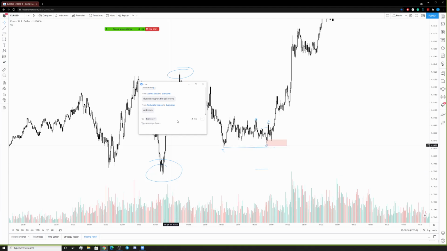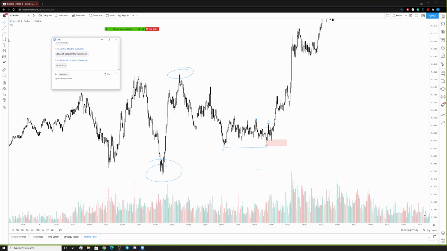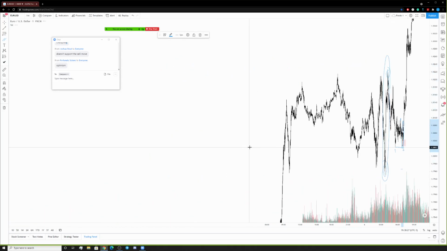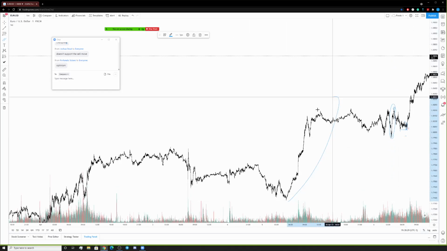Right, but keep in mind, narrative portrayed, structural confluence. Right, that's what we call a high probability scenario.